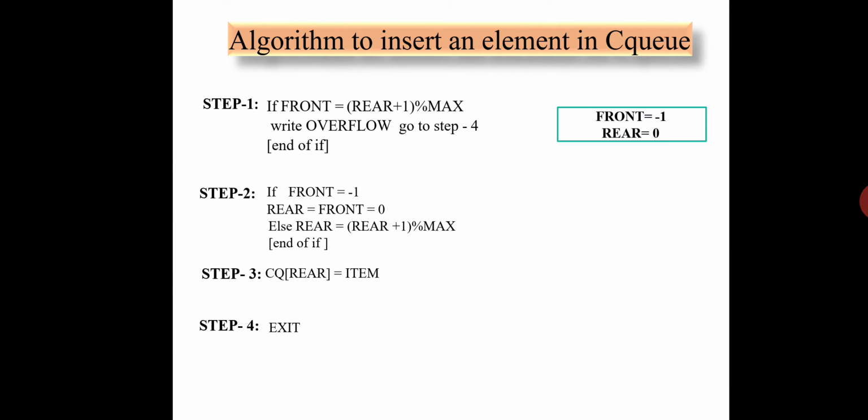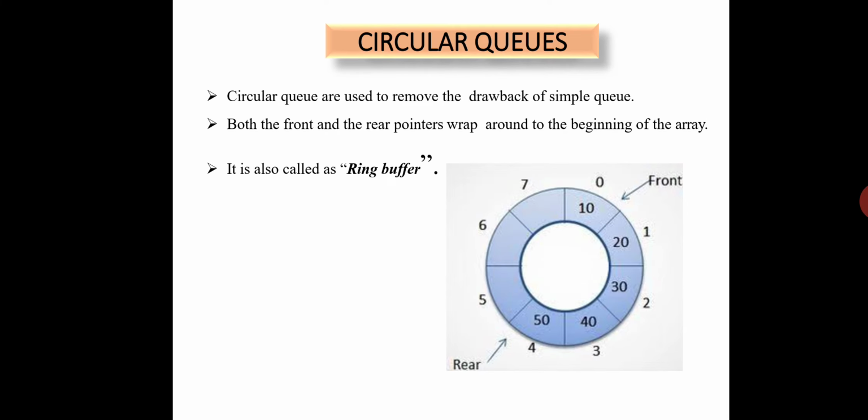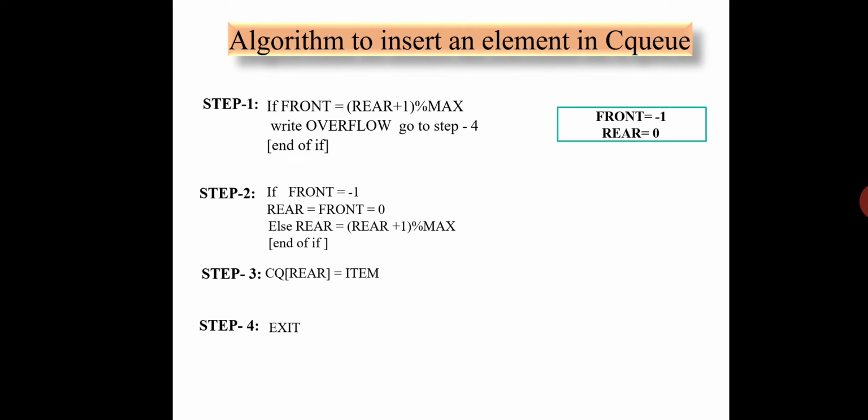See, rear will be already in the 7th. This field, rear is already here. The front is in the 2nd. That time you have two spaces. That time only we apply this algorithm.